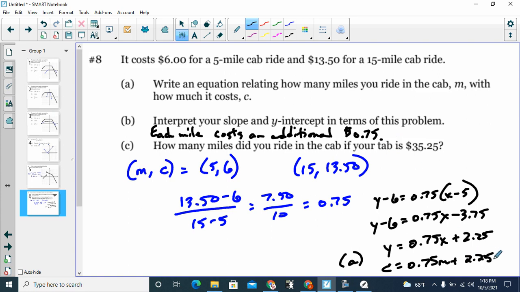Plus, we have this $2.25 fee to ride in the cab. So the y-intercept of $2.25 would be the cost to get in a cab.